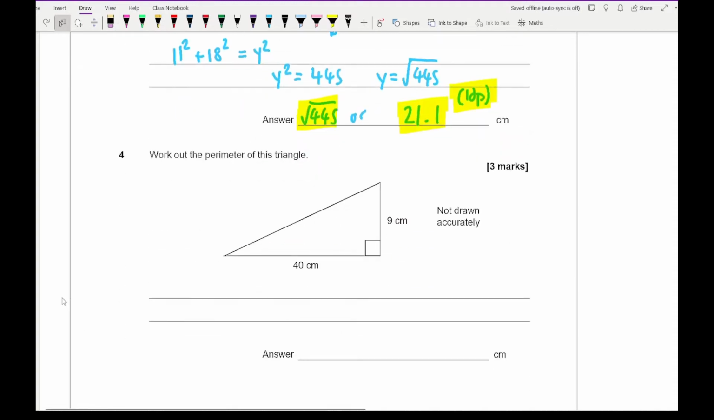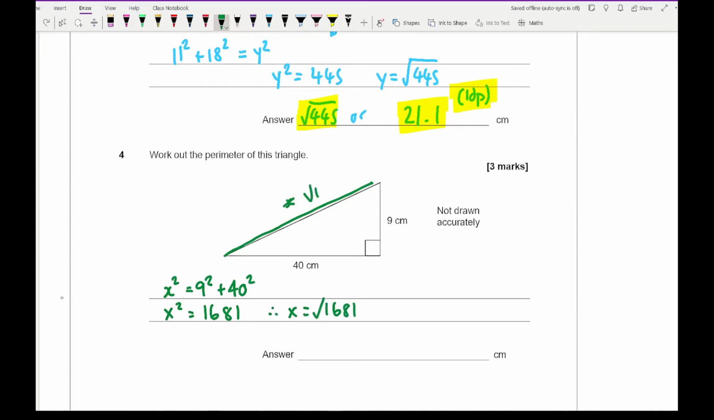So for question 4, it says work out the perimeter of this triangle. To work out the perimeter, I need to know what all the sides are. So before I work out the perimeter, I need to work out what this length here is. Let's just call that x. To find x, that's going to be 9 squared plus 40 squared. So x squared is going to equal 1681. Therefore x equals the square root of 1681. So I can scrub that x and replace it with the square root of 1681.